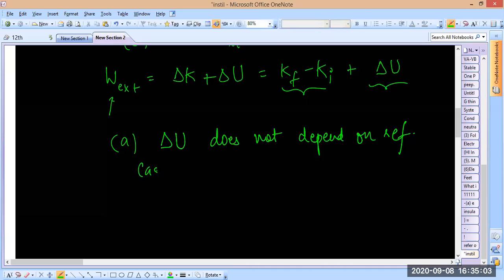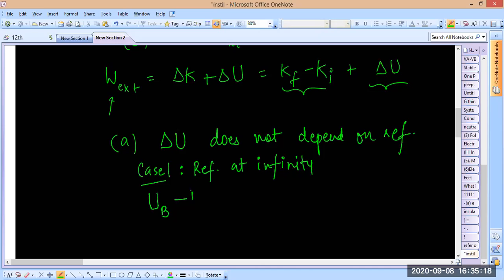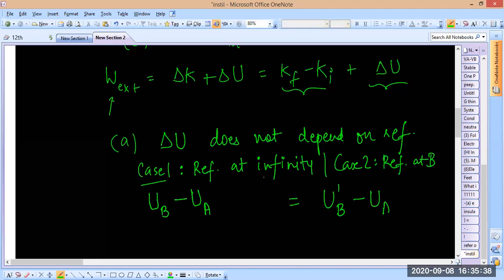Case 1 means reference at infinity. This should be equal to case 2, reference at B. Is this whole line understood? I'm really concerned about it.